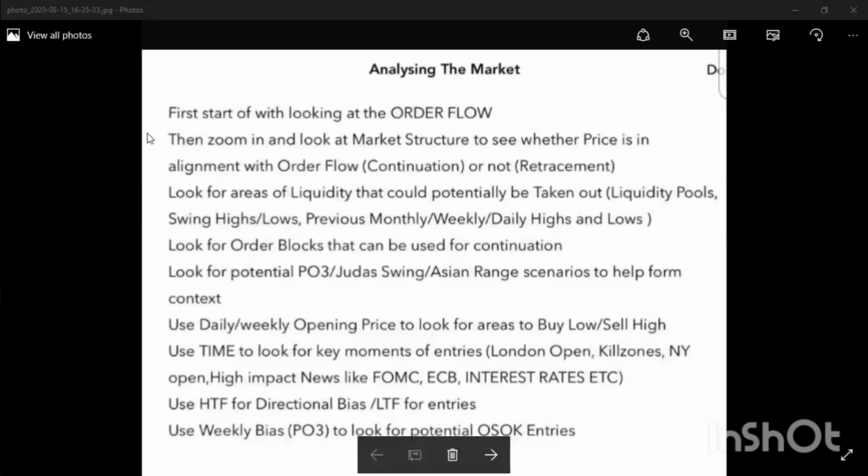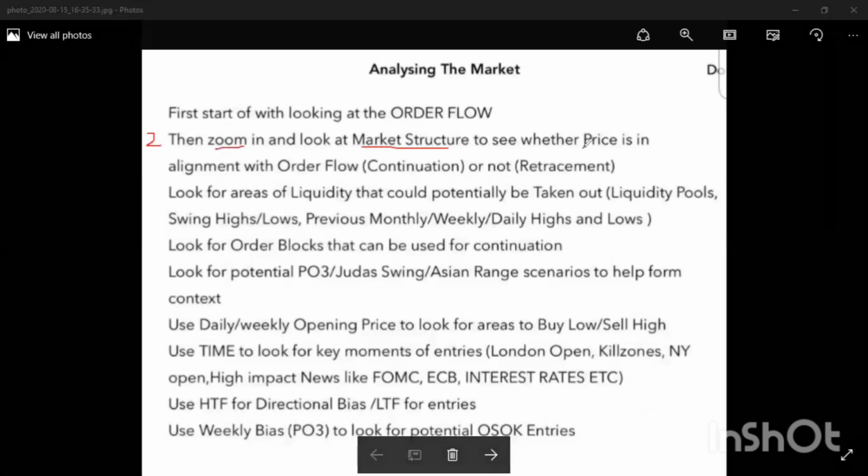Number 2. Now you zoom in and look at market structure to see where price is in alignment with order flow, meaning continuation or retracement. What does this mean? We are now going to 4-hour and 1 hour. If order flow is bullish, are the 4 hour and 1 hour also bullish, or are they just short-term bearish to make a higher low or lower high? That's the second part. Number 1, daily. Number 2, 4 hour and 1 hour.